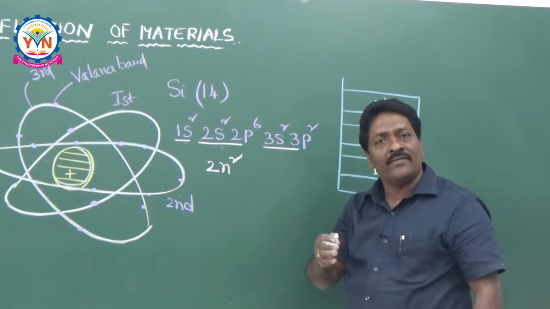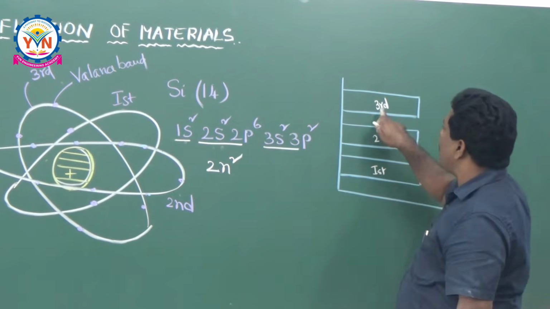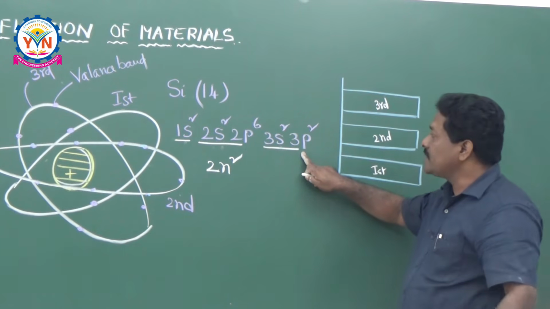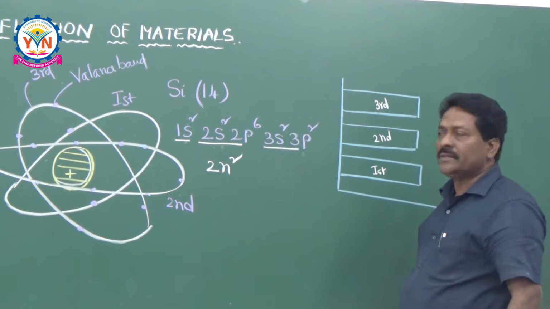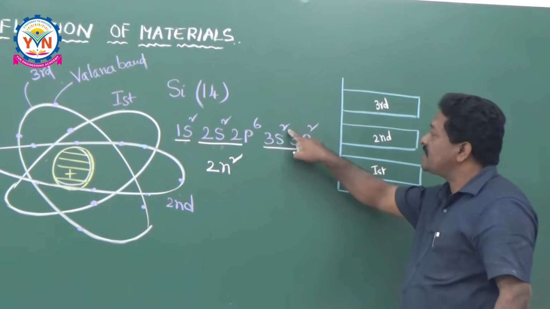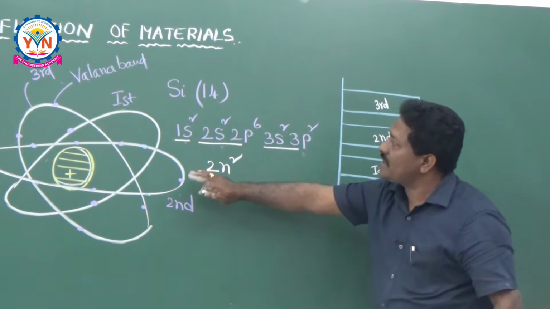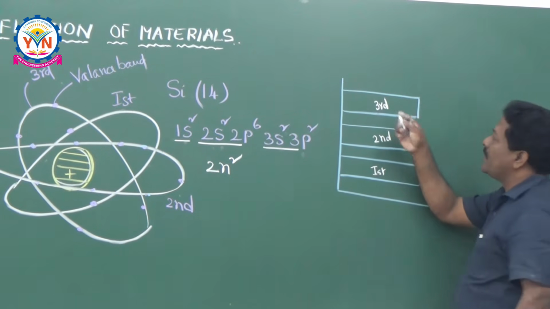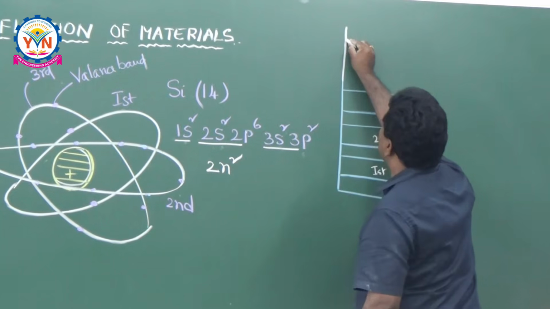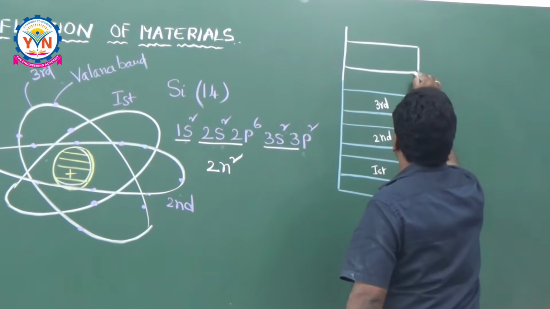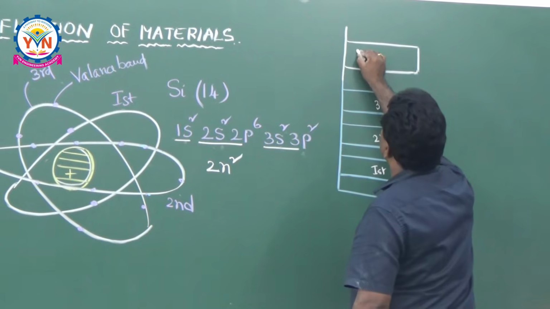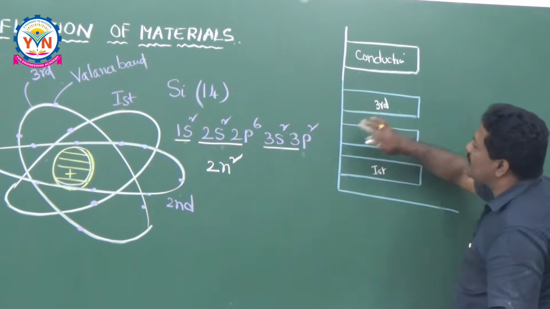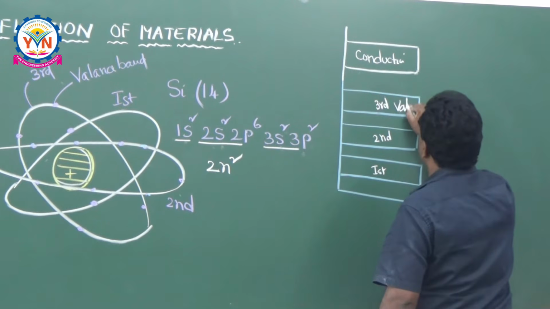The last orbit can be called a valency orbit. And remember, the electrons in this valency orbit, the last orbit, are called valency electrons. So these are the valency electrons which exist in the last orbit. In our example of silicon, we have 3 orbits: first, second, and third. And there will always be higher energy levels, which is the conduction band. The third orbit, the last orbit, is called the valency band.